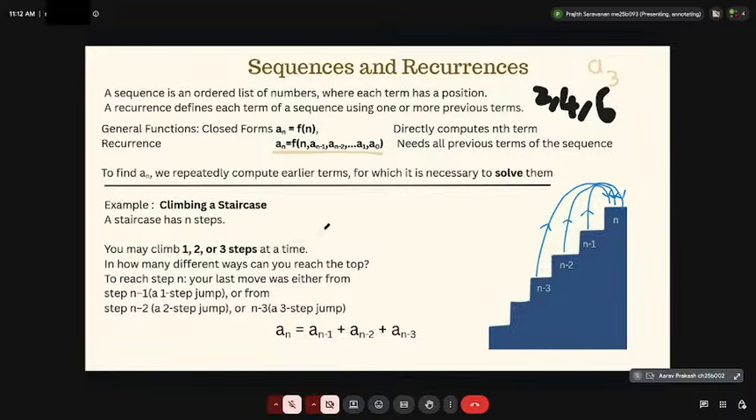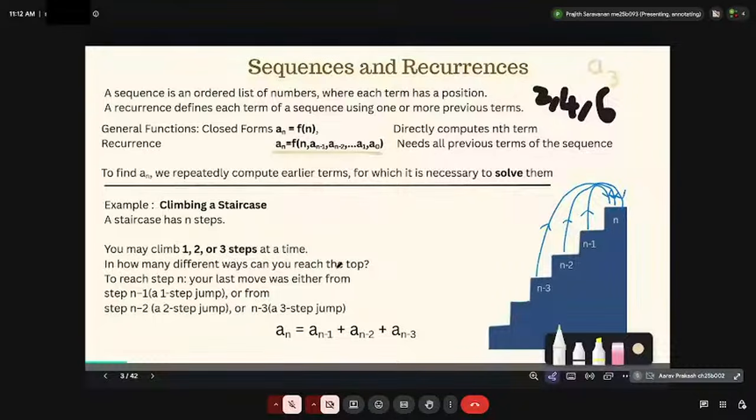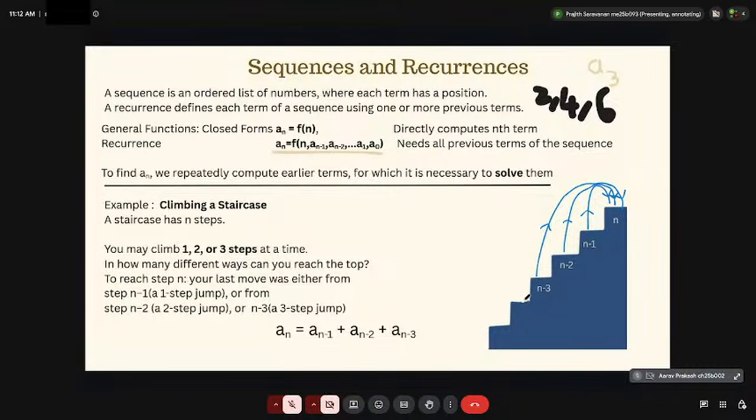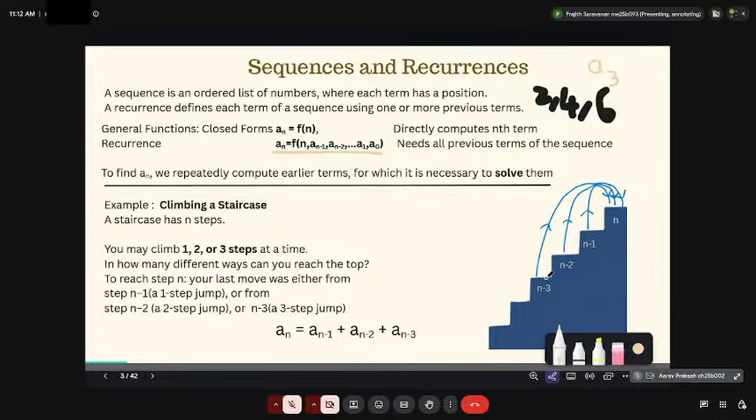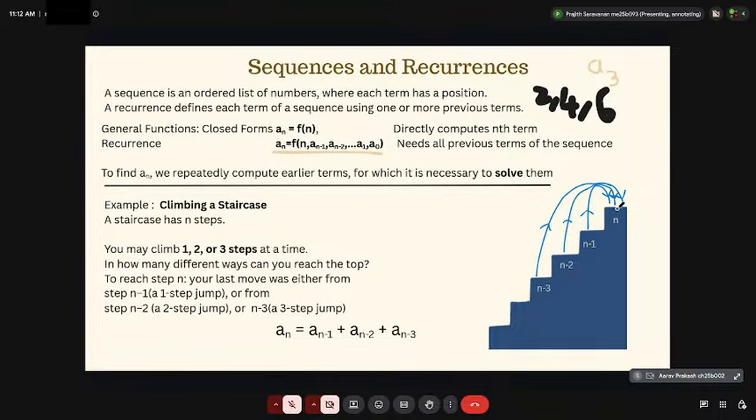So let's consider an example. Consider this staircase example. The staircase has n steps and we might climb one or two or three steps at a time. We cannot take a 4-step jump, but we can step up 3 times, 2 times or once. So if we want to reach the nth step, we can do that from the n minus 1th step, or n minus 2, or n minus 3. There are only three ways to reach the nth step. If you're on the n minus 4th step, you will need to come to n minus 3 and then you can hop on to n.